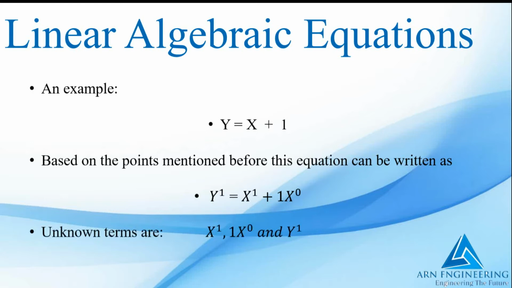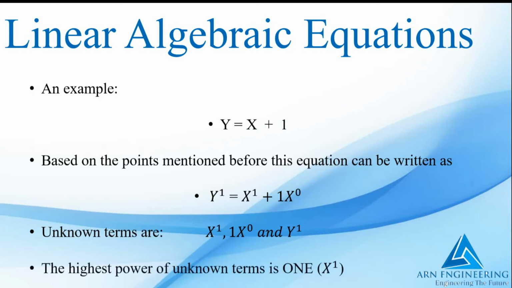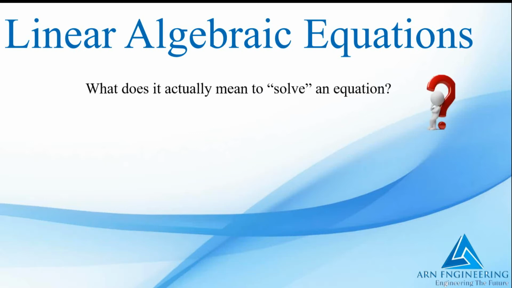So now we can identify the unknown terms. They are the terms that include the variables. In this case, they are x to the power of 1, 1x to the power of 0, and y to the power of 1. And as you can see, the highest power of these unknown terms is 1. So we can say that this is a linear algebraic equation.